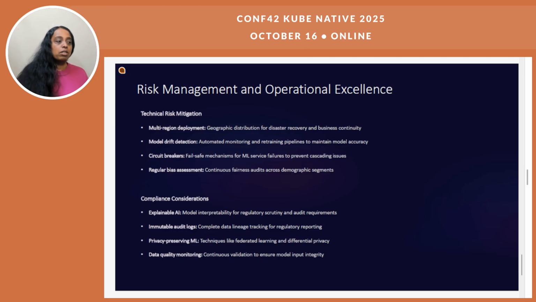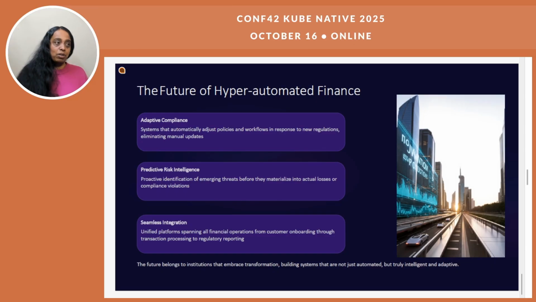Compliance considerations: explainable AI, privacy preserving machine learning, immutable audit logs that cannot be altered, essentially, and data quality monitoring. These are some of the factors that we do want to make sure are taken into consideration, followed through the implementation to ensure excellence. They essentially create a technically robust and compliant system when you're evolving and ensure the sustainability of these hyperautomation initiatives. Wrapping up with the future of hyper automated finance.